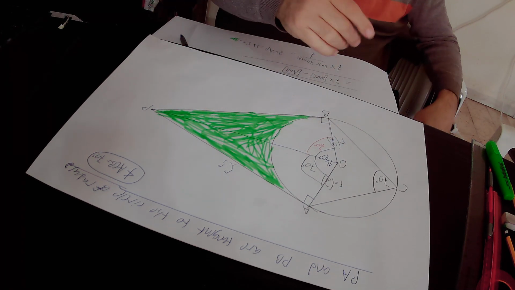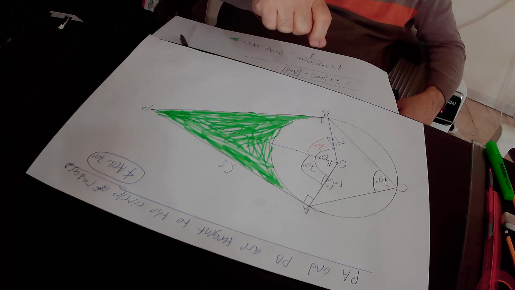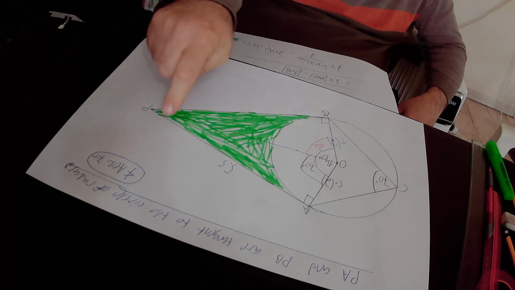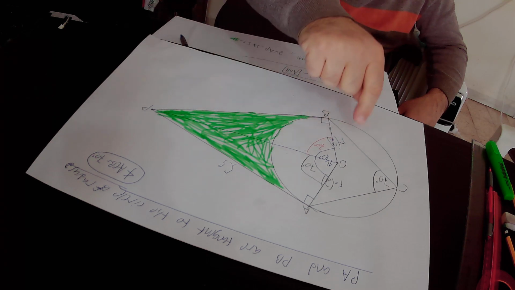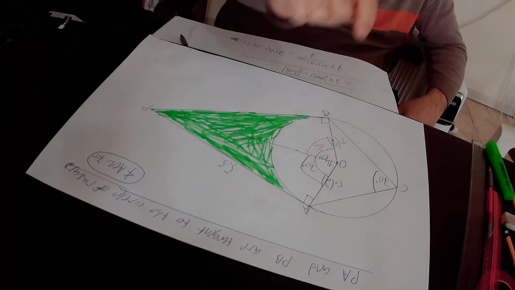But what is the area of the green shape? From the drawing it is very easy to see that the area of the green shape equals the area of the right triangle AOP plus the area of the right triangle POB minus the area of this sector, sector AOB.